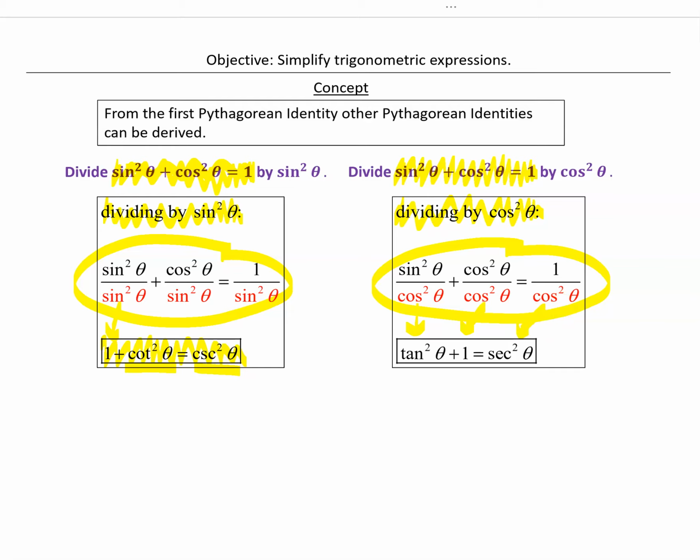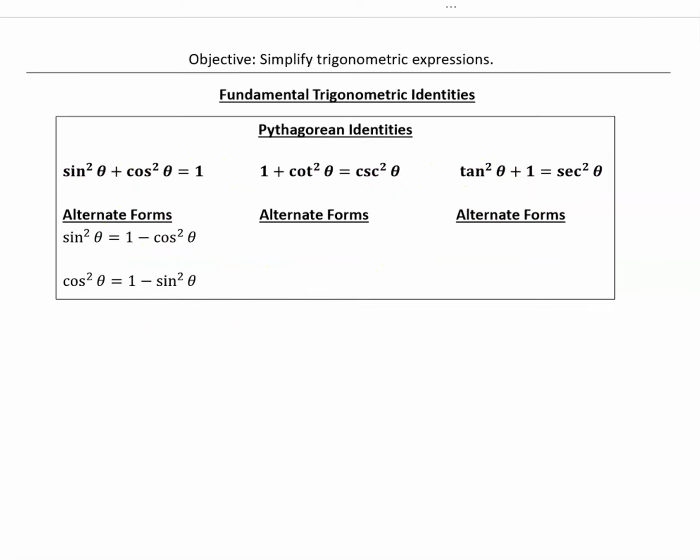Now we're going to talk about some alternate forms of our Pythagorean identities. Here we have our main one, and we create alternate forms using basic algebra. If we subtract cosine squared from both sides, it creates sine squared theta equals 1 minus cosine squared theta. If we subtract sine squared from both sides, it creates cosine squared theta equals 1 minus sine squared theta. These are worth putting in some effort to memorize, along with, of course, your first one.